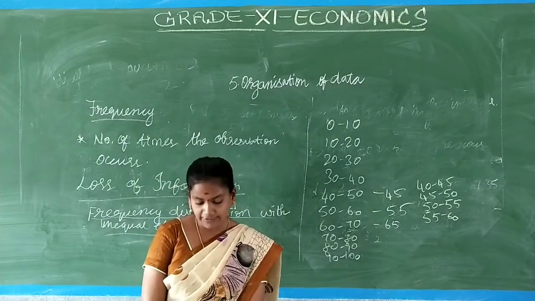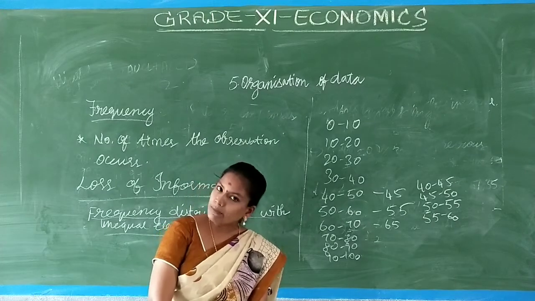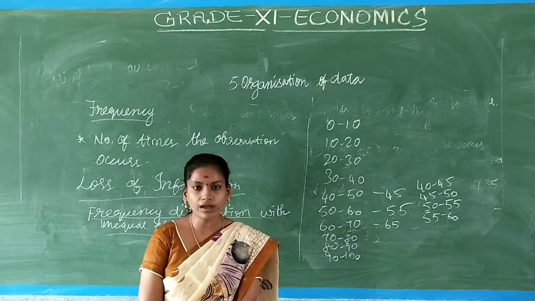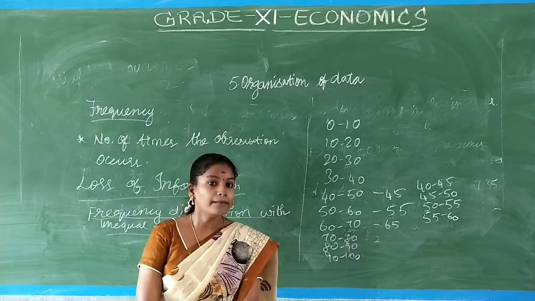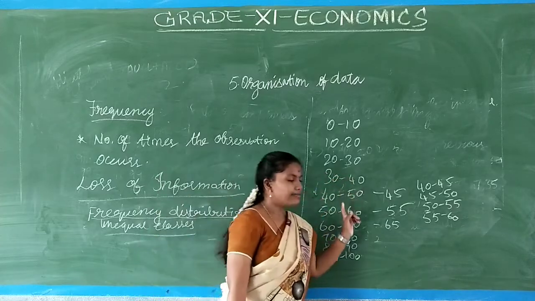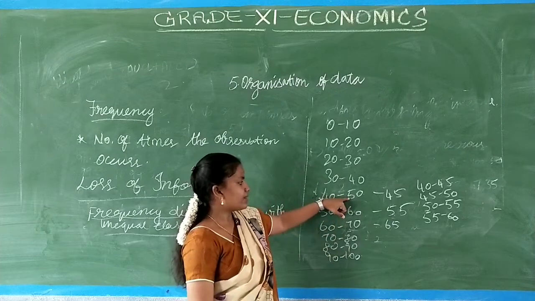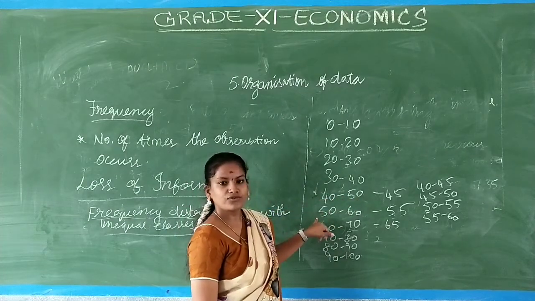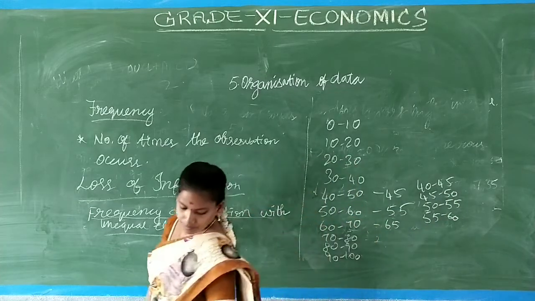In that case, what you have to do is find the class mark, because we studied that with the help of class mark only we can go for further analysis. What is the class mark? How will you find the class mark? By adding the upper class limit and the lower class limit and dividing by 2. So here it remains the same, 40 to 50, then the class mark is 45. Whereas here it will change, it will differ.